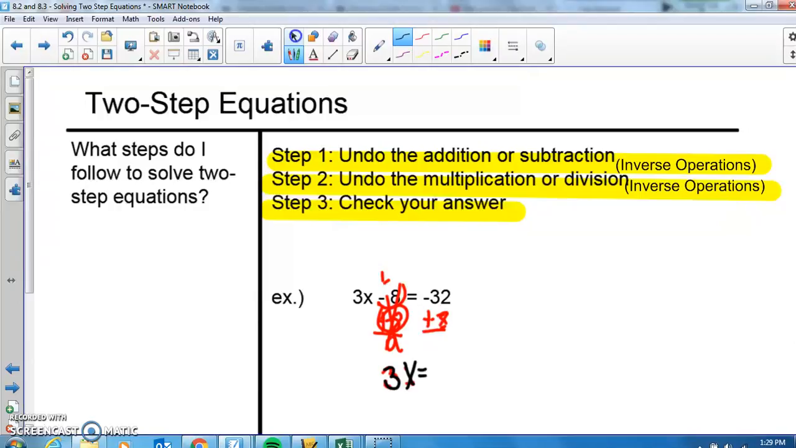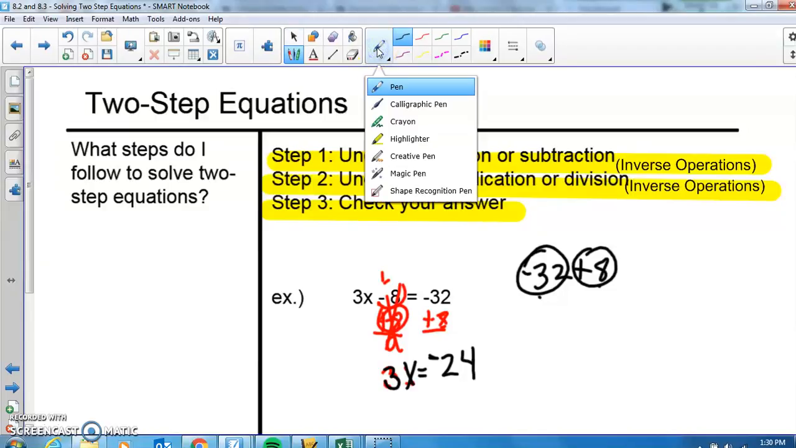Alright, so I now need to do the right side. Negative 32 plus 8. Some of you may need to write it, it would look like this. And as you'll notice, going back to what we did at the beginning of the year, that 32 is negative, that 8 is positive. There are different signs, so when adding with different signs, you subtract. 32 minus 8 is 24. With different signs, we take the sign of the bigger number. The 32 is bigger than the 8, so I take the negative. So that leaves us now with 3x equals negative 24.